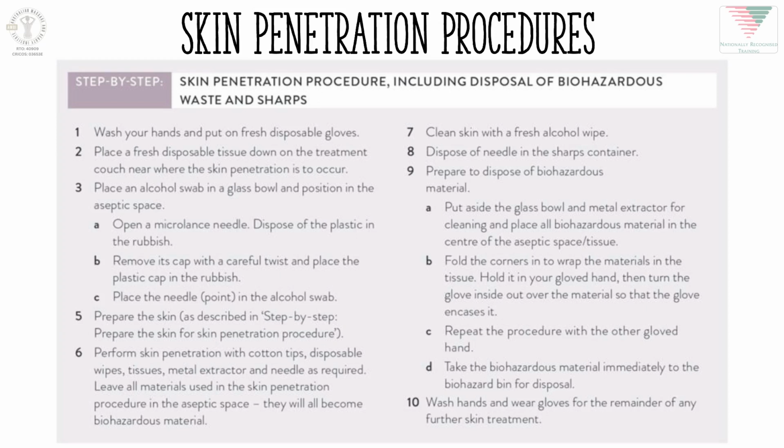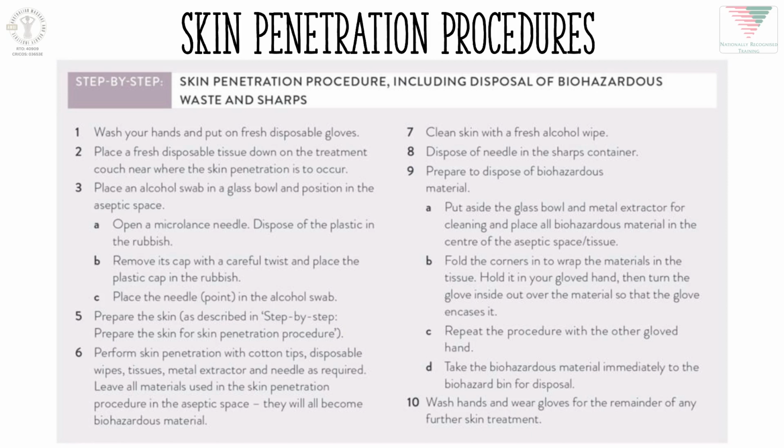4. Prepare the skin, as described in step-by-step: prepare the skin for a skin penetration procedure. 5. Perform skin penetration with cotton tips, disposable wipes, tissues, metal extractor, and needles as required. Leave all materials used in the skin penetration procedure in the aseptic space. They will all become biohazardous material. 6. Clean the skin with a fresh alcohol wipe. 7. Dispose of the needle in the sharps container.